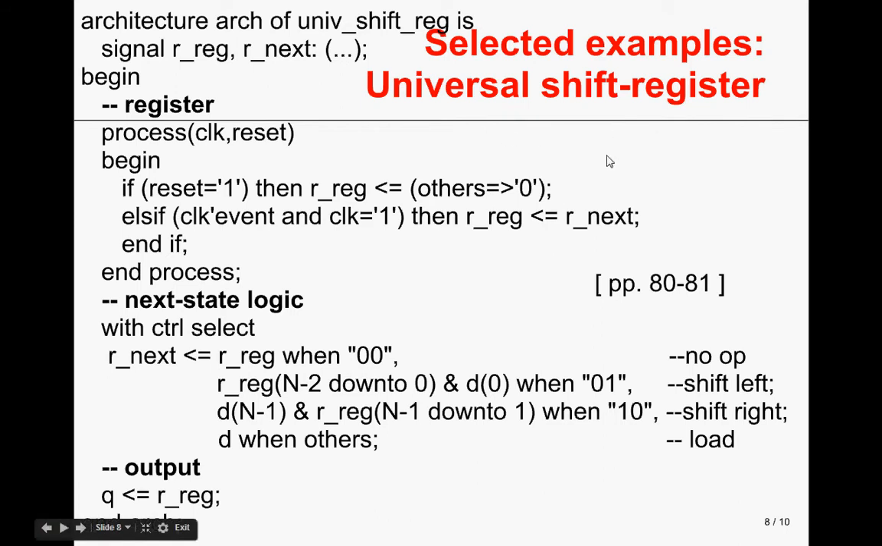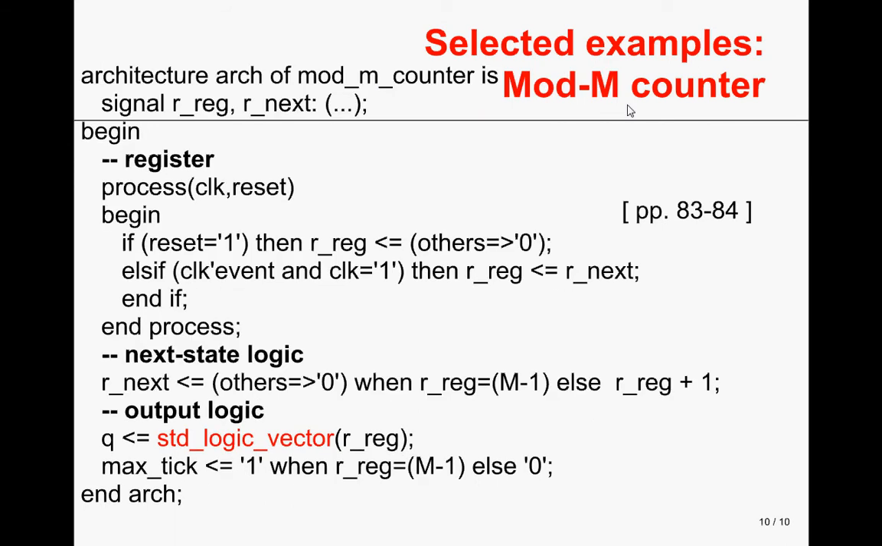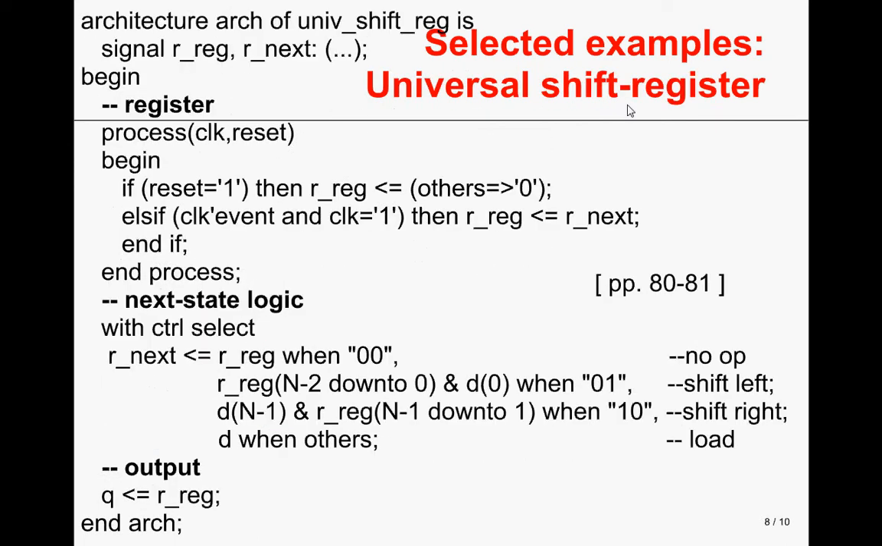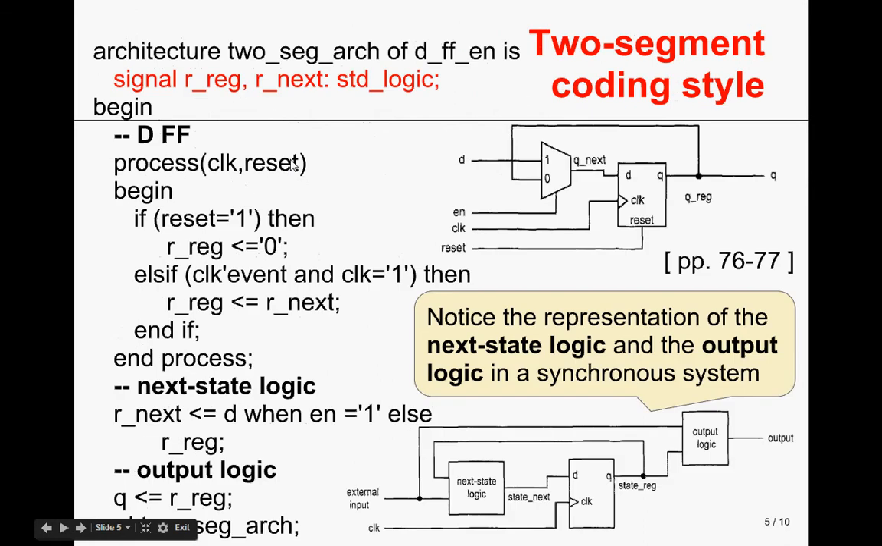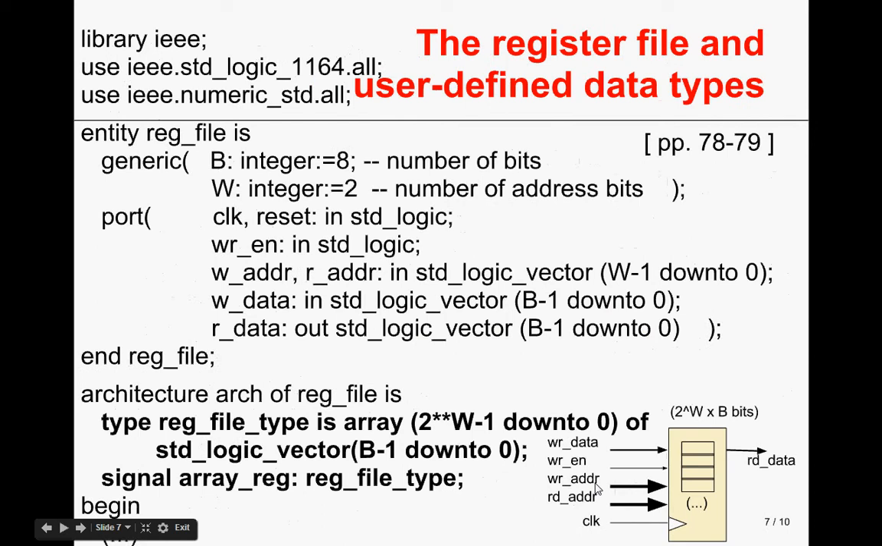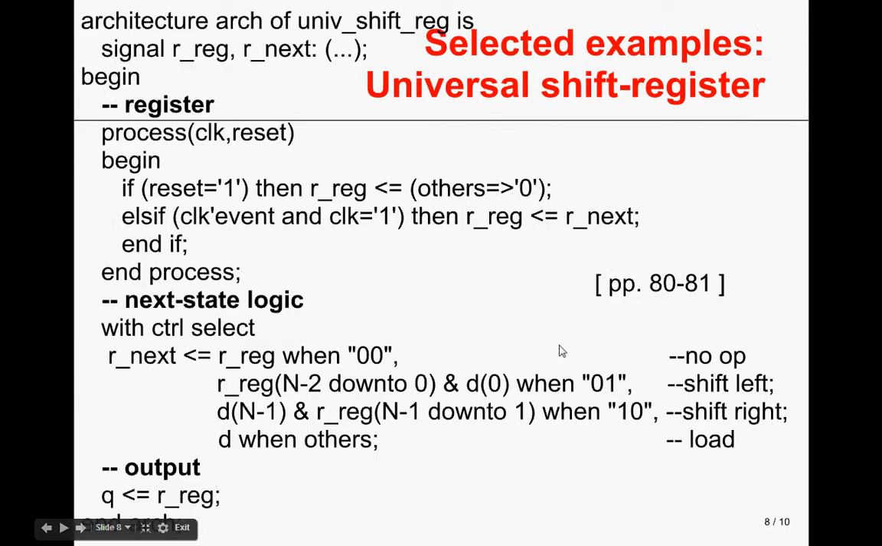Now, to conclude, we will look into three regular sequential circuits. These are the universal shift register, the universal binary counter, and the modulus M counter. The first interesting thing to call your attention to is that the register block, the state register block, is the one located in this position here. It is always the same whatever type of regular sequential circuit we are considering, and that is because what the state register does is always this.